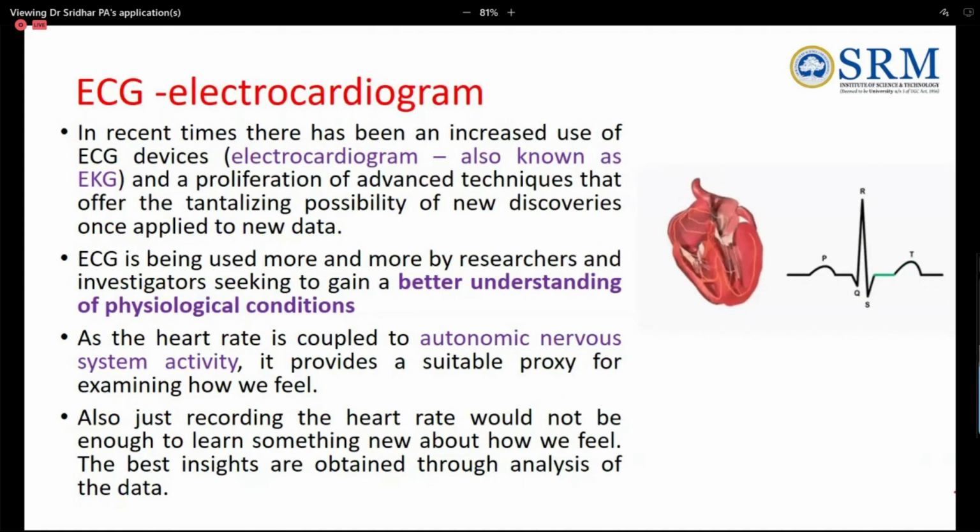So you can see this heart activity. With each pulse, there is a contraction and a relaxation. QRS is one particular complex when compared with the other segments.